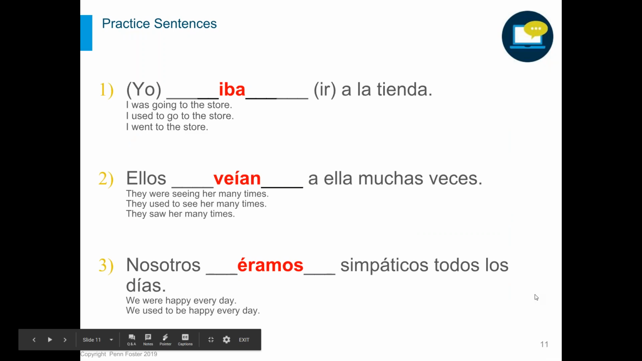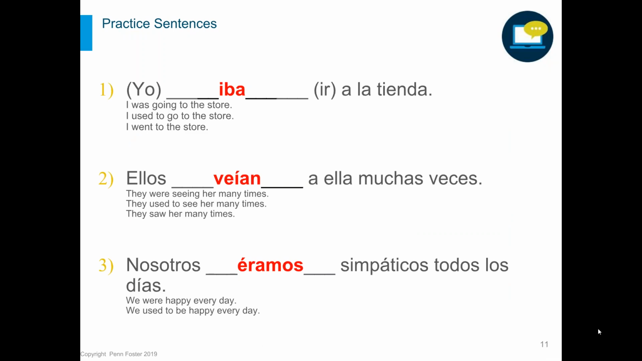And just to show that a little bit more, here are a couple examples of the three irregulars. All right, iba, coming from ir, as you saw in the previous slide. I was going to the store, I used to go to the store, or I went to the store. And you can see the other two examples there. Veían from ver, éramos from ser, and the possible translations of that for each individual sentence there.